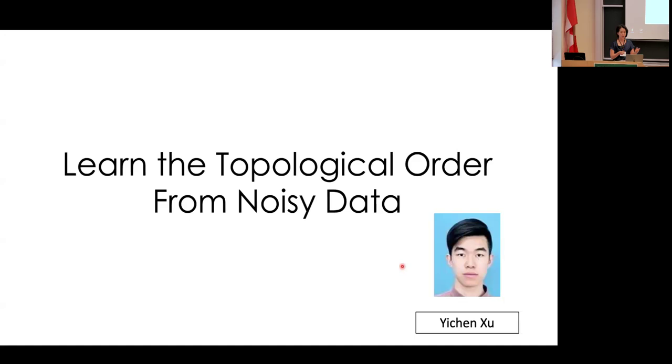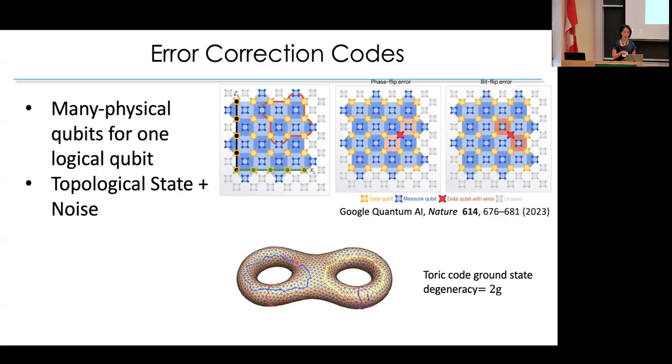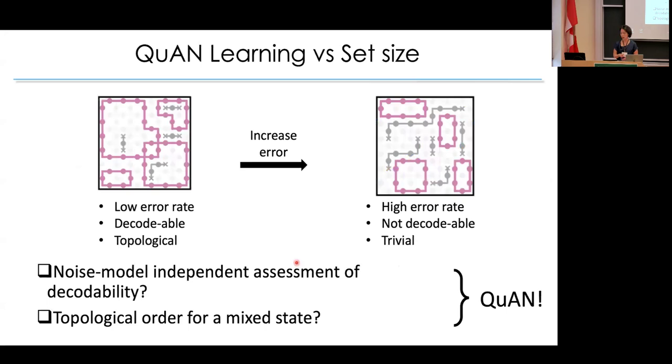Now, I think I'm really out of time, so I'm going to skip over this third application rather quickly. Here, we are looking at the toric code, the leading approach to error correction code that is being really pursued. And we were interested in seeing, when we increase the error, can we learn that the system is losing its topological order?